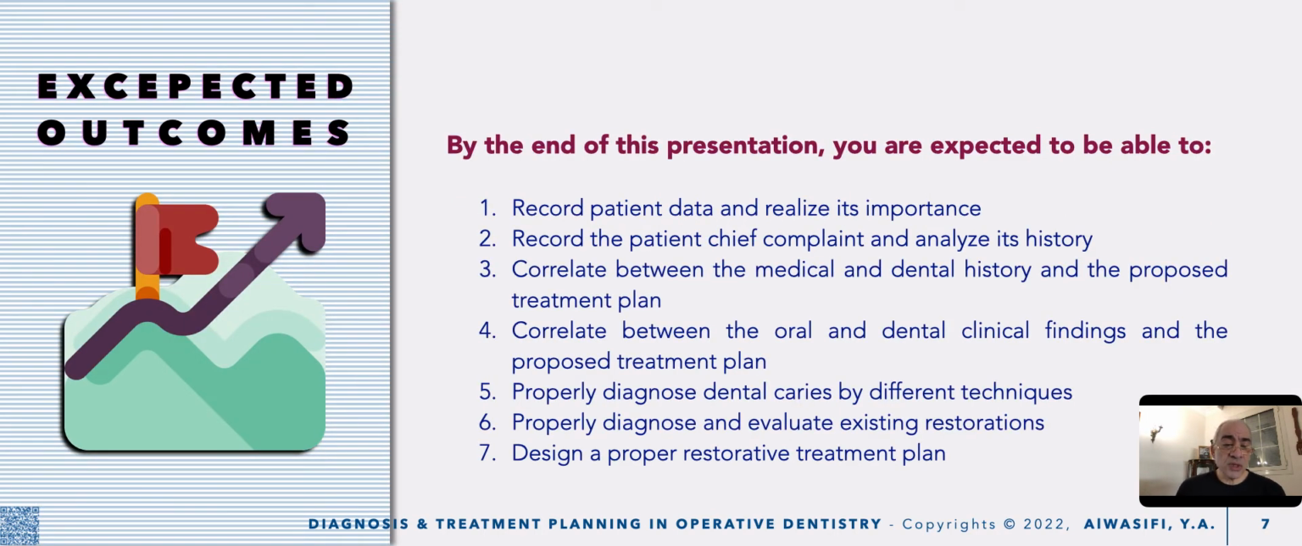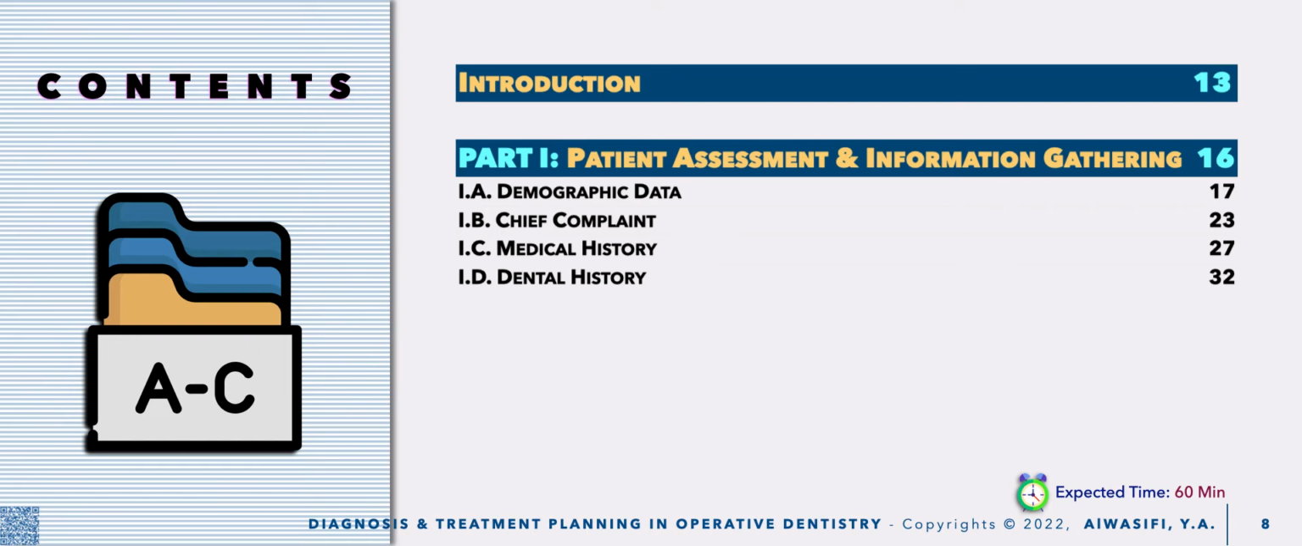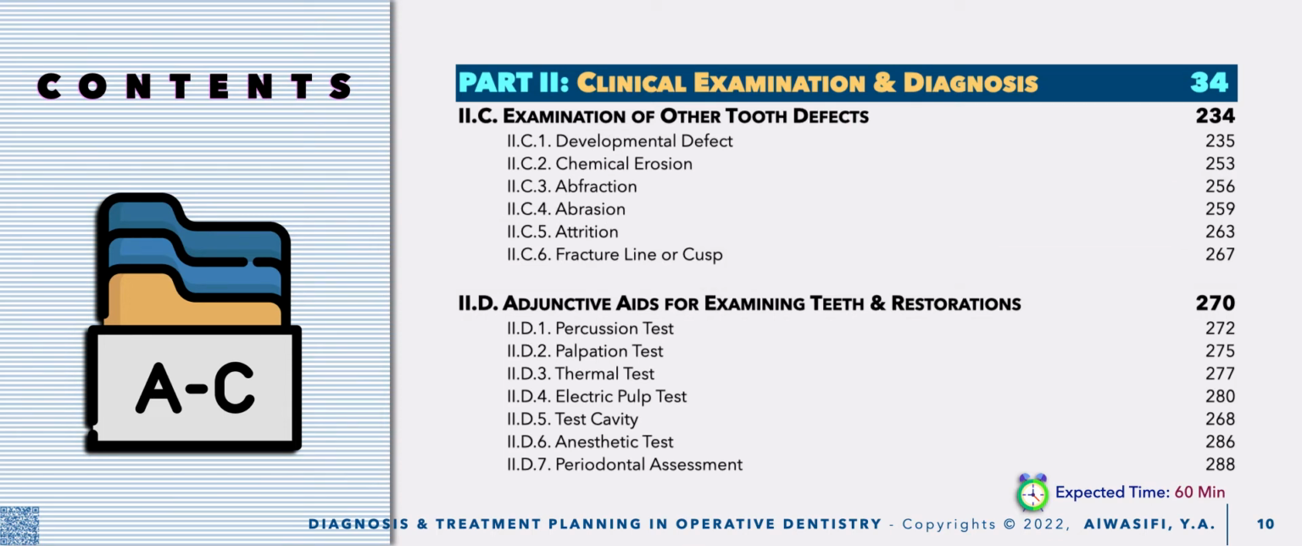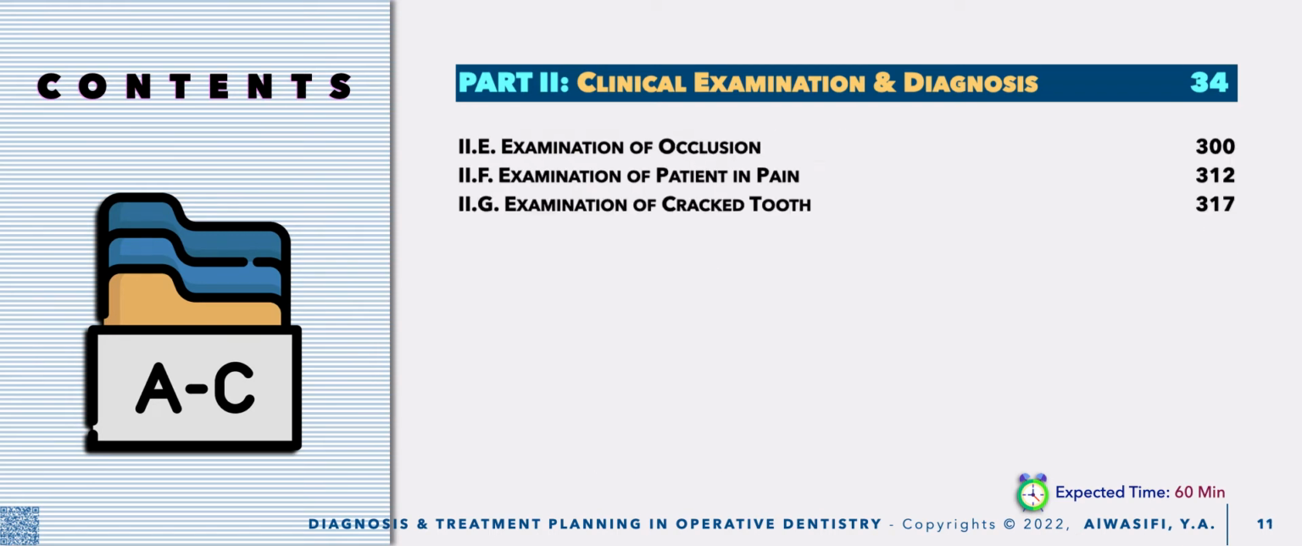In this episode, we will try to design a proper restorative treatment plan. Already we discussed in our previous episodes about this topic. We discussed in part 1 patient assessment and information gathering in terms of demographic data, chief complaint, medical history, and dental history. Then we went forward to clinical examination and diagnosis, including examination of dental caries, examination of existing restoration, examination of other tooth defects rather than caries, how to use adjunctive aids for examining teeth and restoration, examination of occlusion, examination of patient in pain, and examination of cracked tooth.